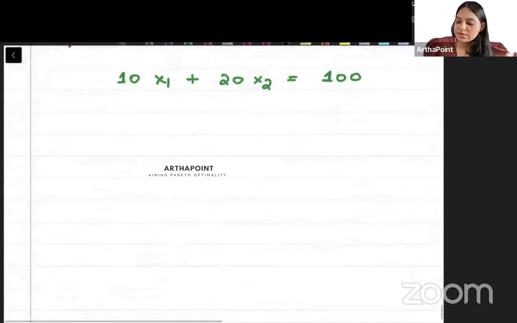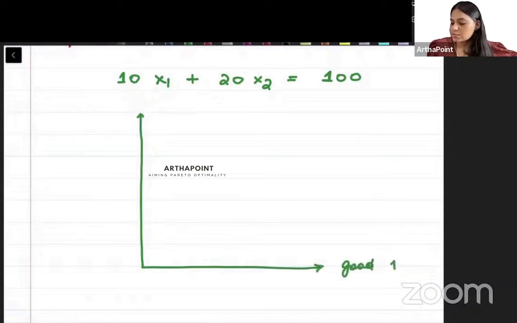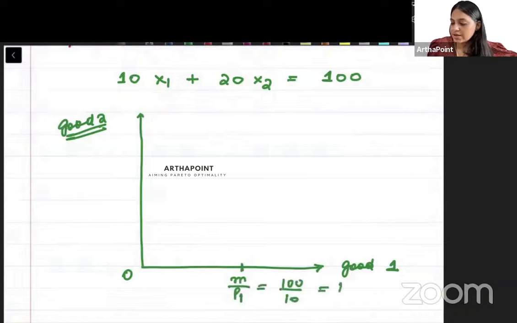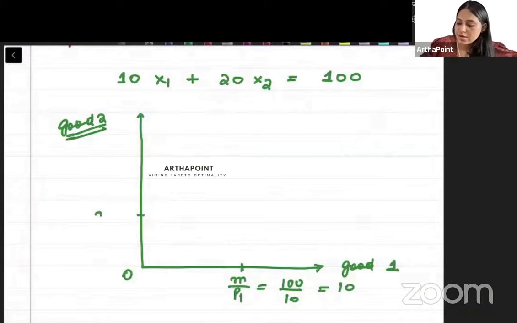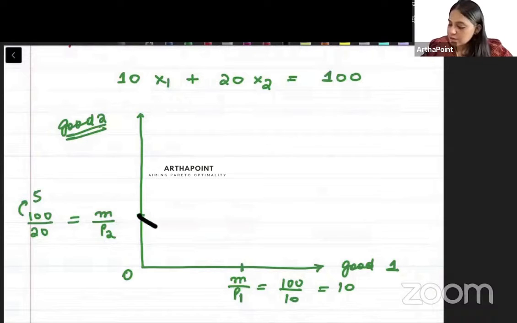How will we plot this, beta? Let's plot this. I am going to take good 1 here, beta, good 2 here. Beta, what will be this intercept? M by P1, माने 100 by 10, माने 10. What will be this intercept, beta? M by P2, माने 100 by 20. है ना? If I join this, क्या मिल जाएगा बेटा? I will get my budget line.